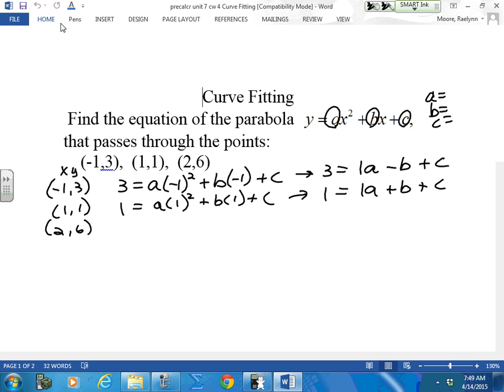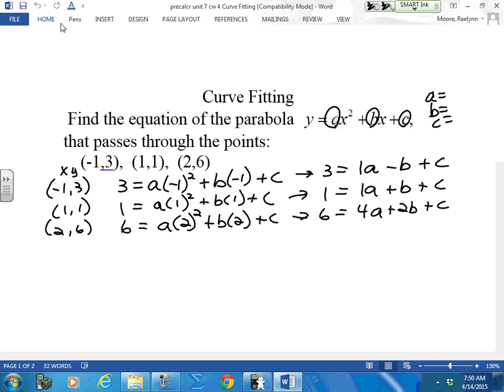Now your third one. Y is 6. A, I don't know. X is 2. Don't forget to square it, because that's what your formula says. C, we don't know at all. We know X and Y, but we don't know your A, B, or C. That's what we hope to find. 2 squared is 4.